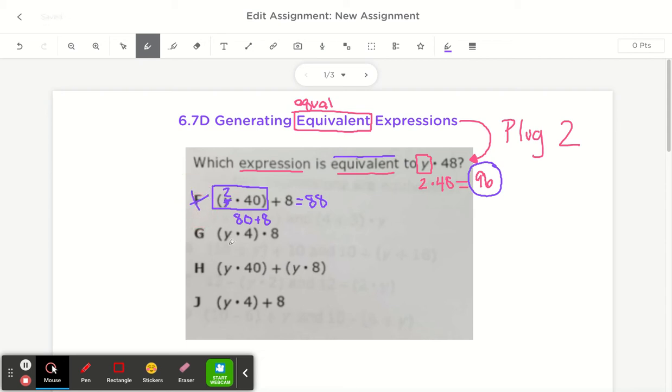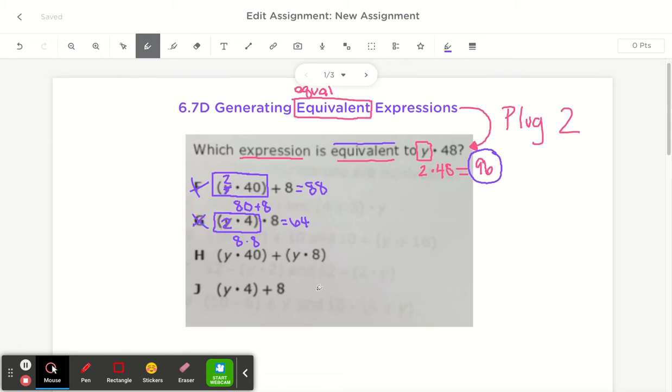So let's go to G. Again, let's replace that letter with the number 2 and let's solve. Order of operations, PEMDAS says parentheses first. 2 times 4 is 8, and 8 times 8 is 64. Again, that does not match 96, so that is not equivalent. It's not equal.